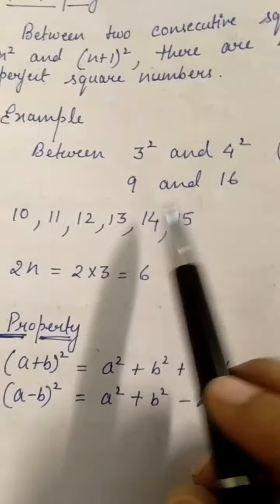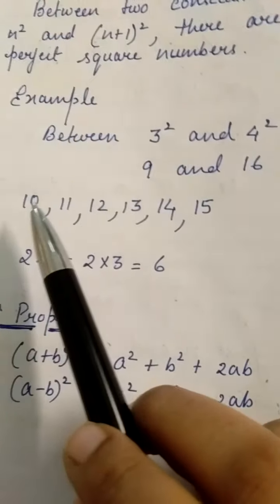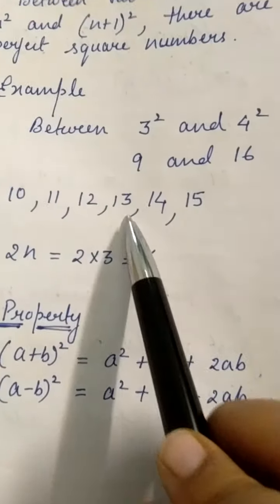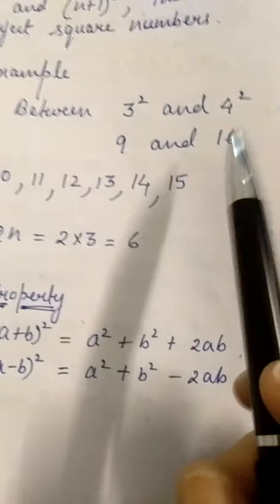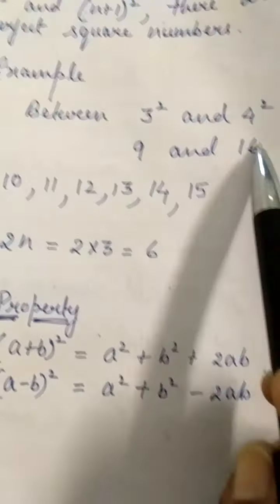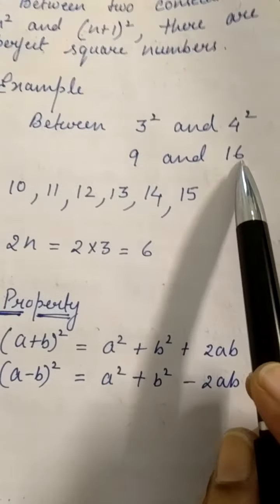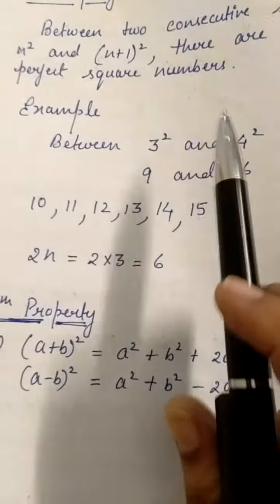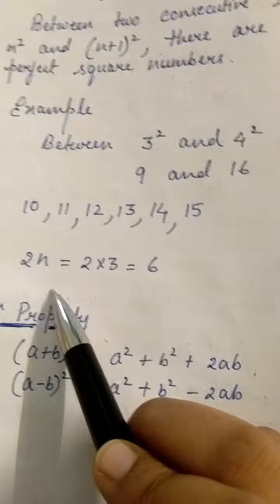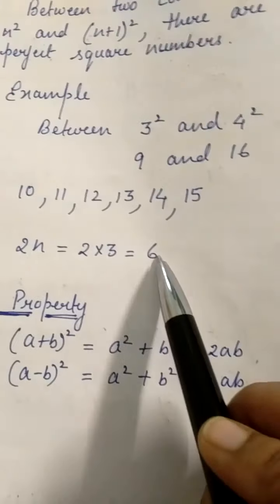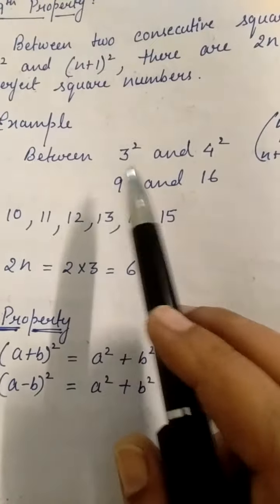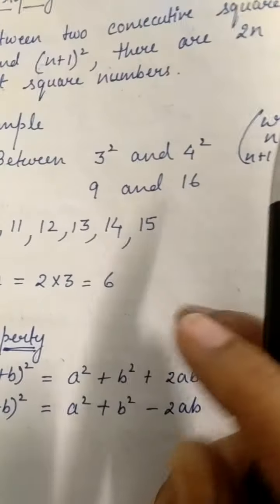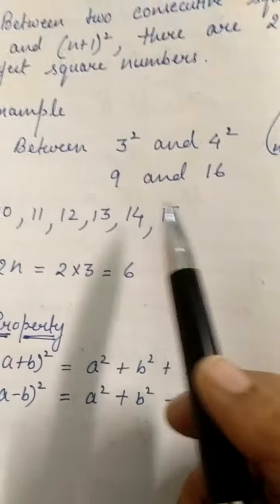So between them, children, how many numbers are there? See, just check. 10, 11, 12, 13, 14 and 15. Between them. We will not include 9 and 16. Between them it is a total of 6 numbers. So if you directly follow the formula, children, that is 2n, you are getting 2 into 3, that is 6 numbers only. Here it is very easy because 3 square and 4 square are smaller numbers. So you are hardly getting 6 numbers.